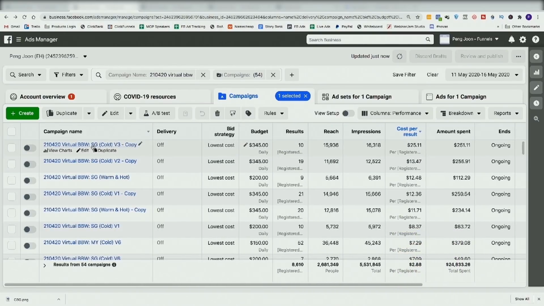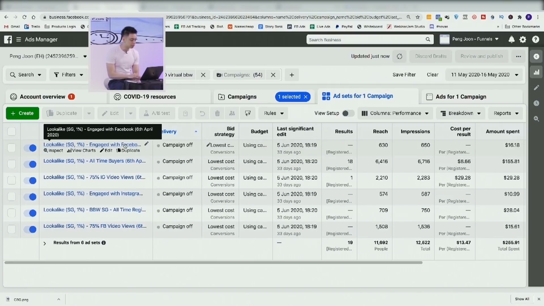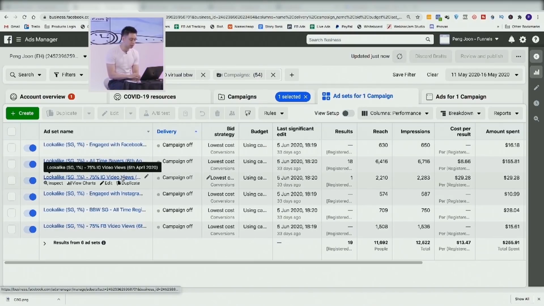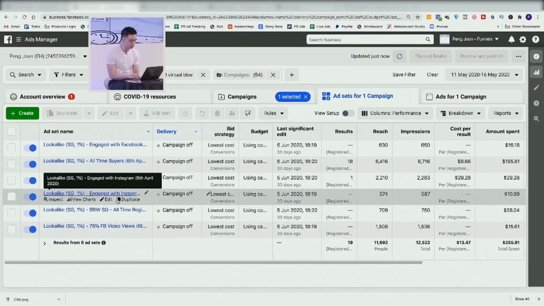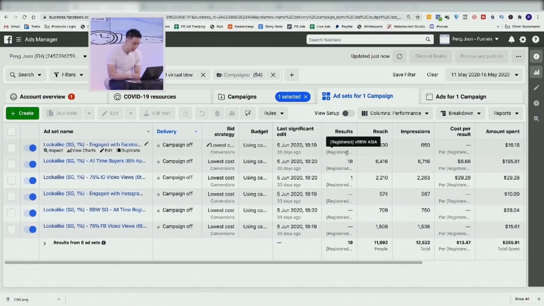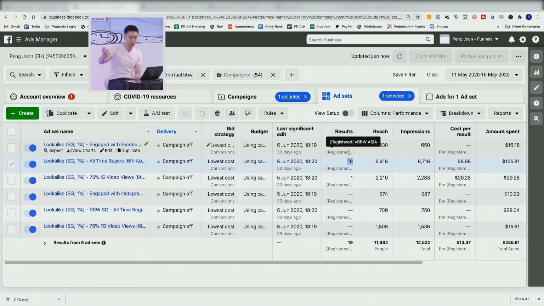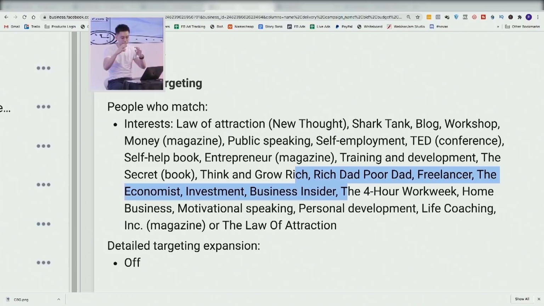Now, if you're somebody that's starting out, you might not have the numbers yet. So notice this, right? I've got 1% engaged with Facebook, I've got 75% Instagram video views, engaged with Instagram, webinar registrants, lookalike. But you notice that because I'm not able to get 50 conversions, like this has got 18, it's got 1, when it comes to scaling, it becomes tough, okay? So this still works, but when you want to scale, you want to clump it together and then let Facebook do the heavy lifting, okay?